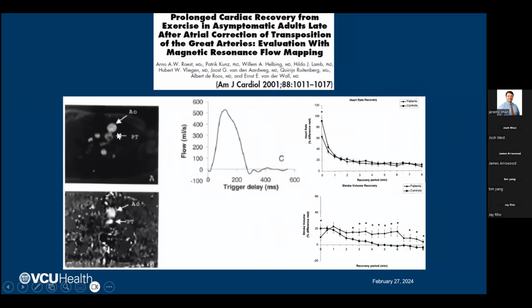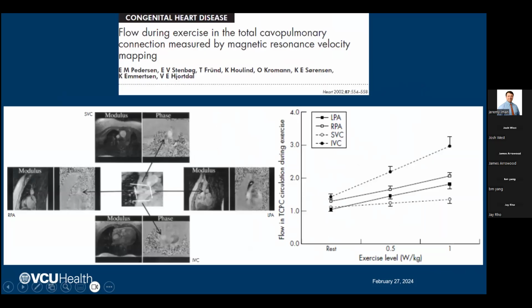where they looked at flow up the ascending aorta in patients who had undergone atrial correction of transposition of the great arteries. And they found in the patients versus controls, there was a significant difference in flows following exercise. They turned to patients who had a total cavopulmonary connection and imaged all parts of the Fontan circulation and found that they could image through the left and right pulmonary arteries, the SVC and IVC, and map out differences in flows with different levels of exercise here.